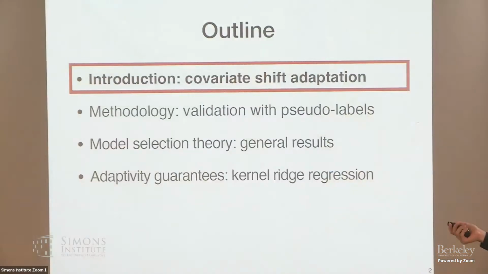So here's an outline of the talk. I will first introduce the basic setup of covariate shift adaptation and the key challenges. And then I introduce the methodology based on pseudo-labeling for model selection. In the second half of the talk, we'll delve into the theory behind this method. First comes a model selection theory for the general result. And finally, we move toward kernel regression and provide fine-grained adaptivity guarantees.